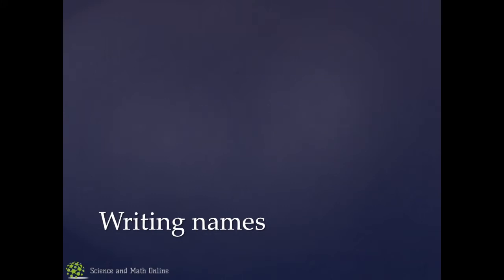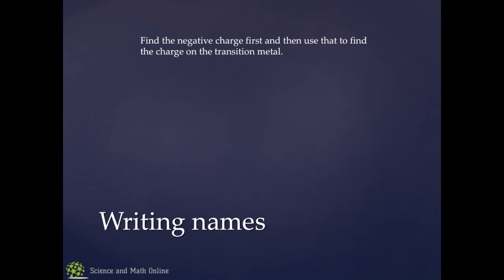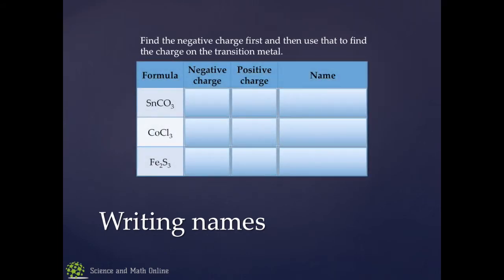All right. So let's look at some examples. Okay. So like I said, you need to find the charge on the negative first, and then use that to find the charge on the transition metal. Okay, so the carbonate is 2 minus. So that tin has to be 2 plus. So we would write this as tin 2 carbonate.